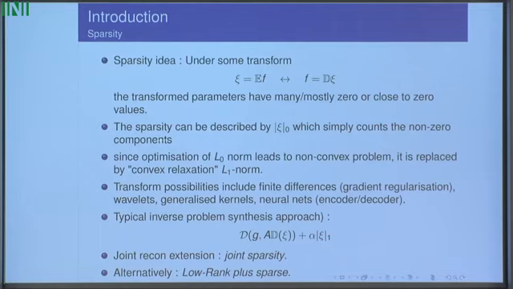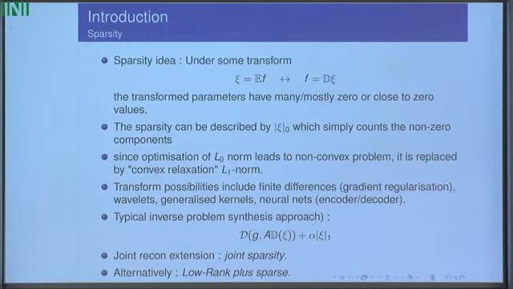And so the simplest way to talk about sparsity is to just count the number of non-zeros, which would be the 0 norm of psi. But in the variational setting, this optimization is highly non-convex. So it's usually replaced by the L1 relaxation, which is non-smooth but convex. So the key transform possibility are finite differences. Just look at the gradient. So in other words, your sparsity represents that you're counting the number of edges in an image and ignoring the constant regions.